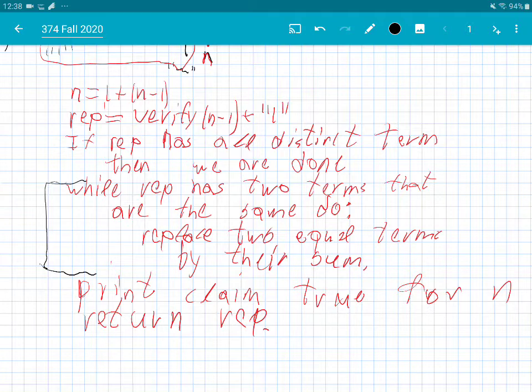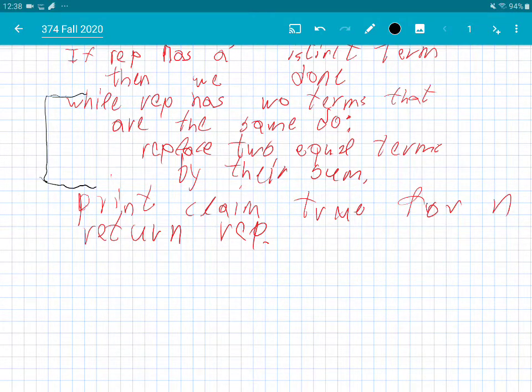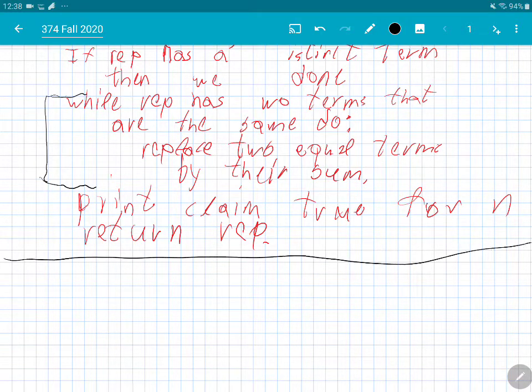Every time the loop runs, the number of elements decreases by 1. So sooner or later we are left with one element, and then it's definitely distinct and we will get out of the loop. So this loop runs only a finite number of times, which implies the correctness. Okay, so this was the hand wavy way, the proof written as a code kind of proof.